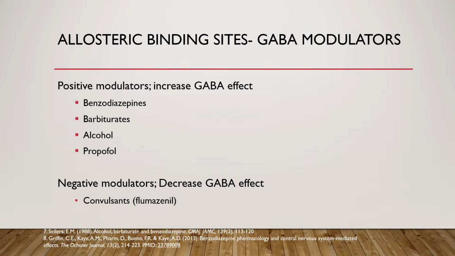GABA. For example, benzodiazepines, a class of drugs used to treat anxiety, bind to GABA A receptor and facilitate its binding to GABA, thus potentiating GABA inhibitory effect. Other positive modulators include barbiturates, alcohol, propofol, among others. Examples of negative modulators are convulsants such as flumazenil. Flumazenil reverses the effects of benzodiazepines by competing with them at the same binding site on GABA A.